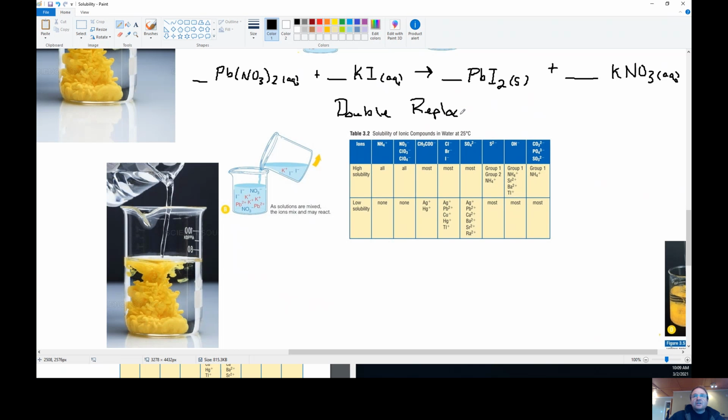And essentially, each of these little elements have changed dance partners. And we know it's a double replacement reaction. We know it's a reaction because we've definitely got evidence of a chemical reaction. We've got a color change, and we've got a precipitate or a solid forming.